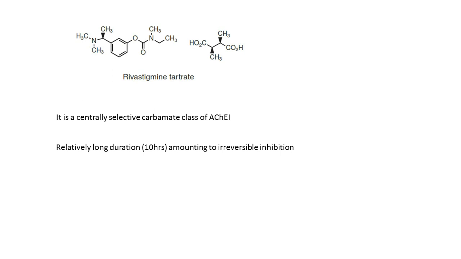Because in the next slides we will see that irreversible enzyme inhibition with the phosphate esters actually makes the receptor need at least 8 hours for regeneration. So here this drug is needing 10 hours for regeneration. Very little hepatotoxicity. So these are the drugs which are used for Alzheimer's disease.